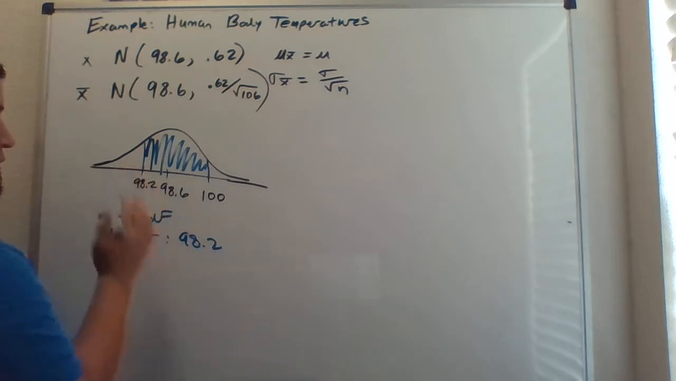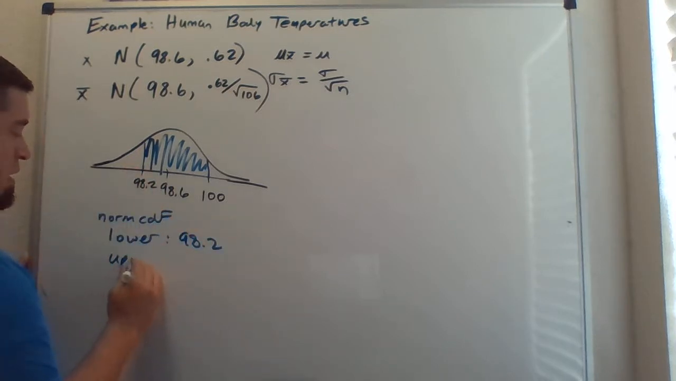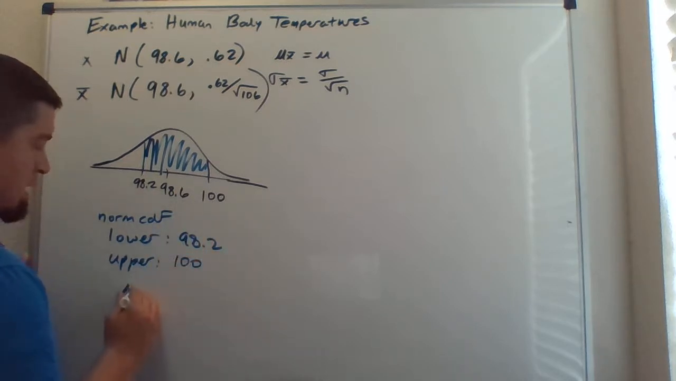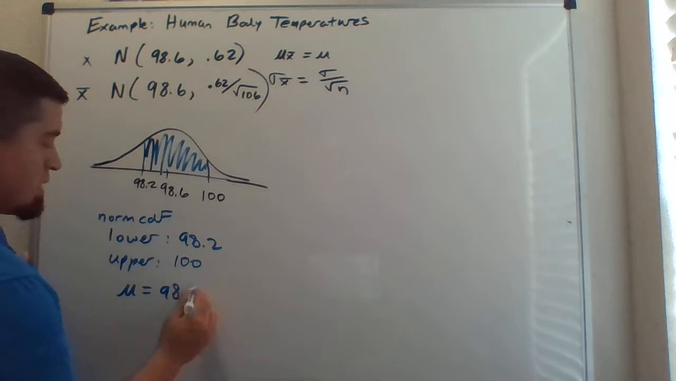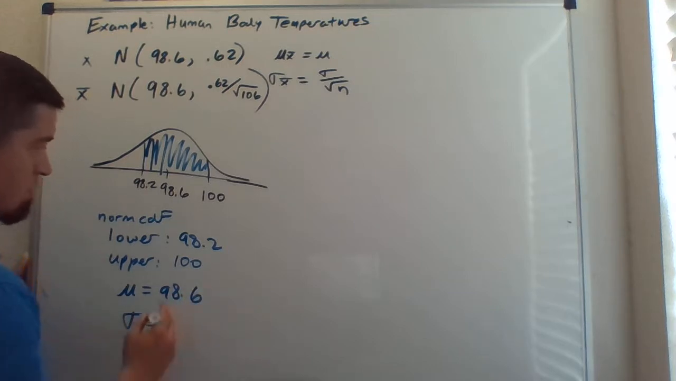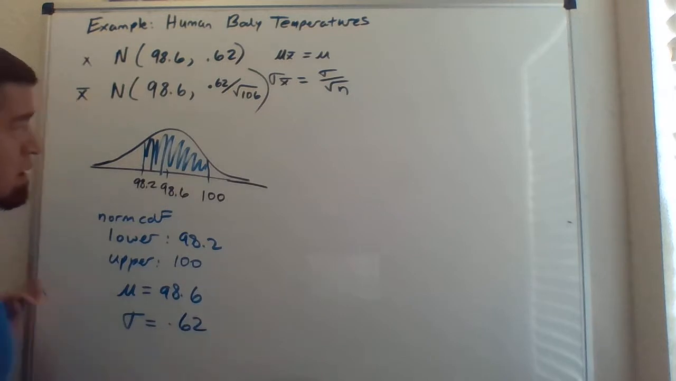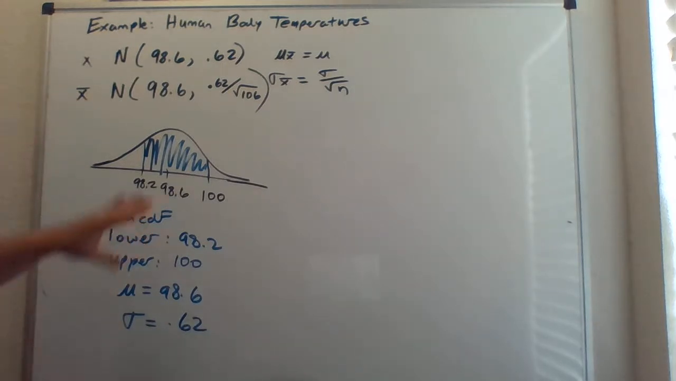It's the lower part of the area. Up in the upper would be 100. And then the mean would be 98.6, and the standard deviation would be 0.62 since it's for an individual. And let me go ahead and set up the other one too.